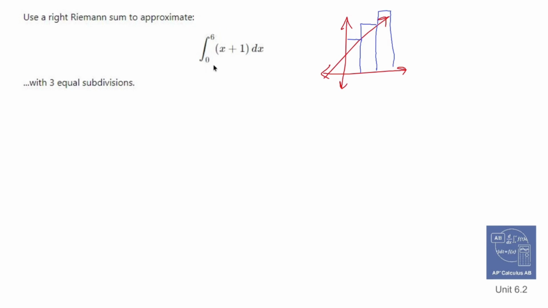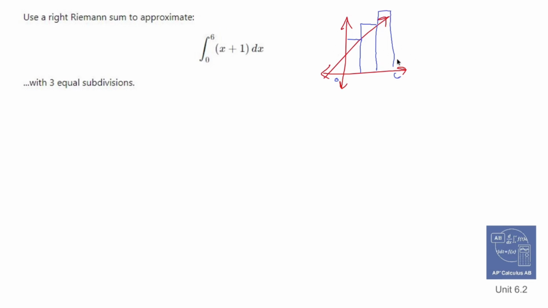So if we were looking at the integral between 0 and 6, and if this is supposed to demonstrate x plus 1, here's 0, here's 6. We're splitting this up into 3 equal subdivisions, so 3 equal things, and so I have to figure out what the right side of it is going to look like.